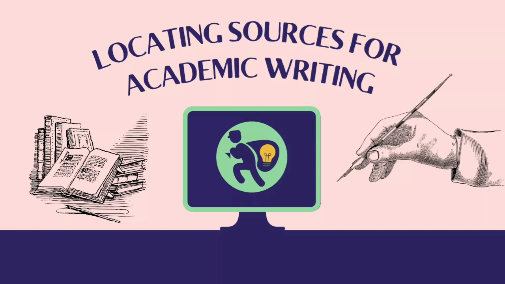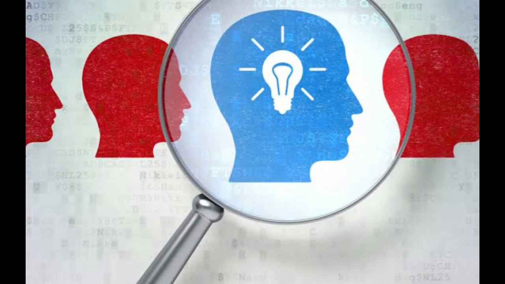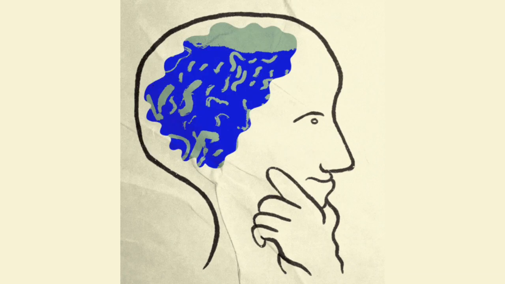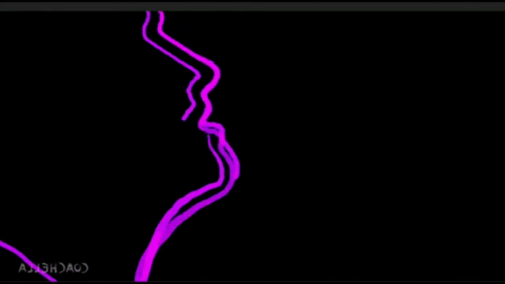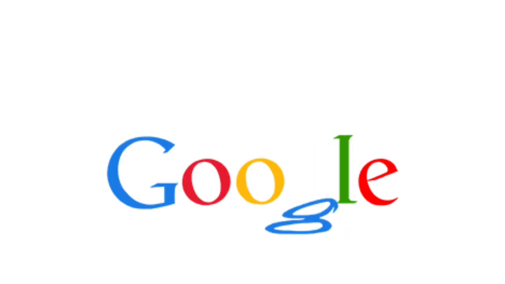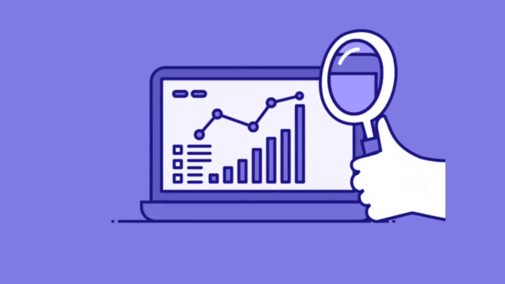So for today's topic is all about locating sources for academic writing. And now, let's begin. In academic writing, the originality of the ideas is important, and also the language we use in written composition. However, it isn't preventable that we will encounter running out of ideas. So we will use Google and other search engines to look for information or text as resources.